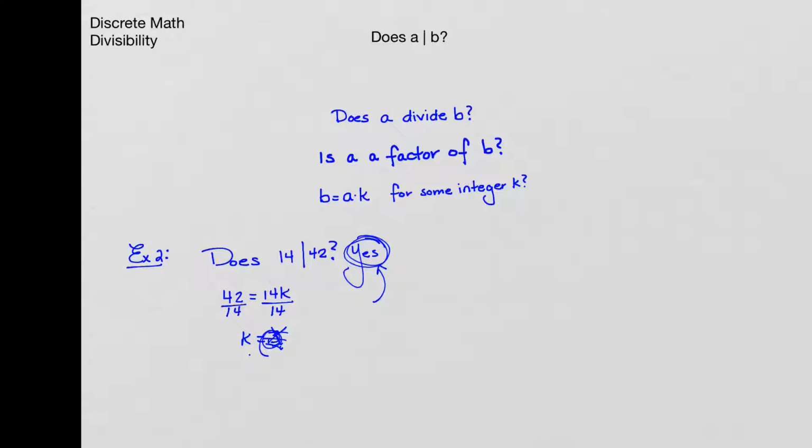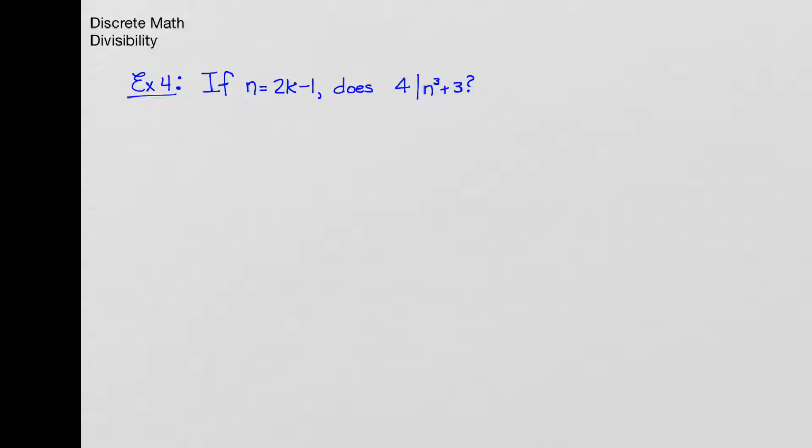Now let's take a look at a little bit different type of problem involving divisibility. Here I'm asked, if n is equal to the quantity 2k minus 1, does 4 divide n cubed plus 3? And we're to assume that k is an integer. All right, so we know that k is an integer and n is equal to 2k minus 1. So if n is 2k minus 1, then n cubed would be the cube of 2k minus 1. And there's a plus 3 on the end there, so n cubed plus 3 is equal to (2k minus 1) cubed plus 3.